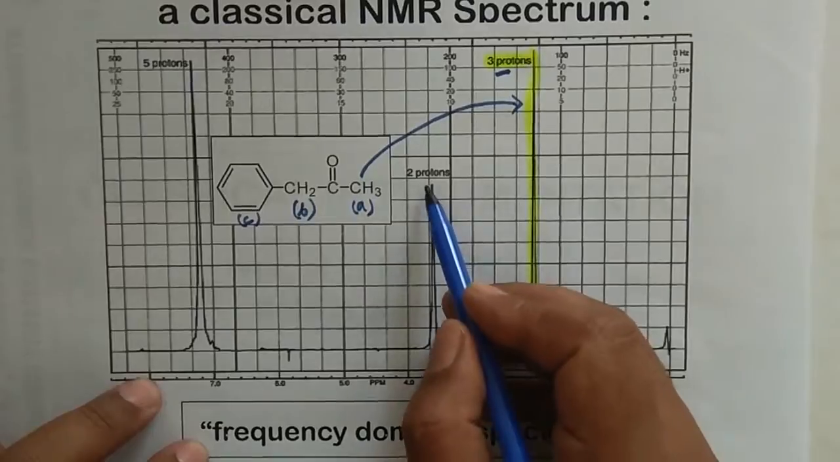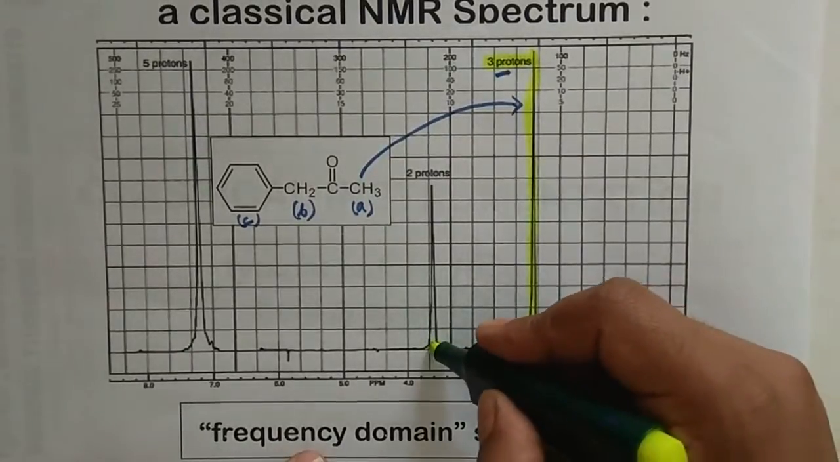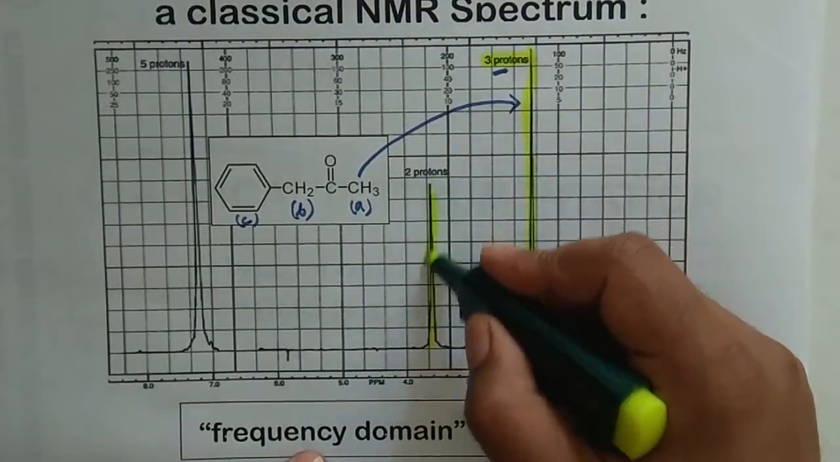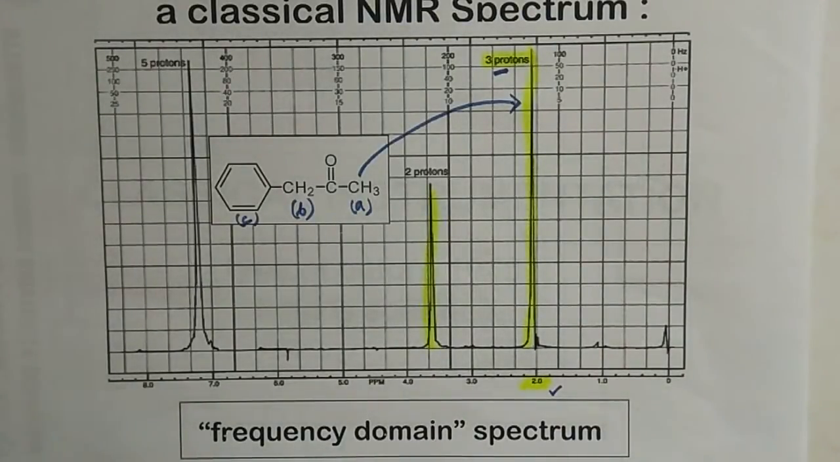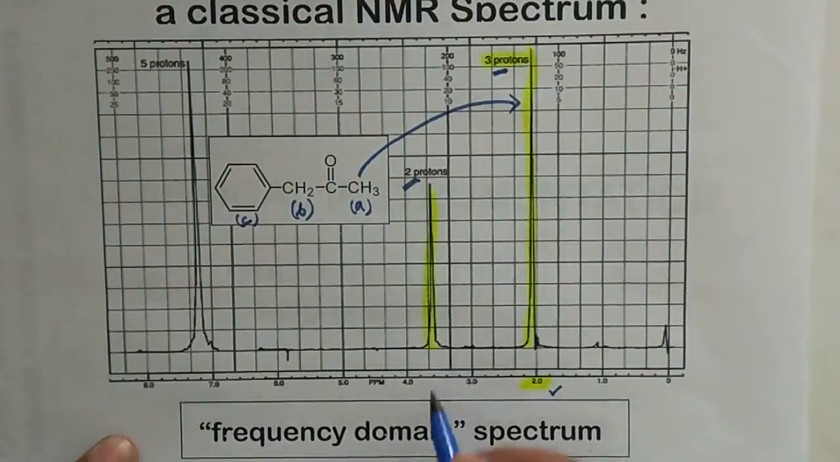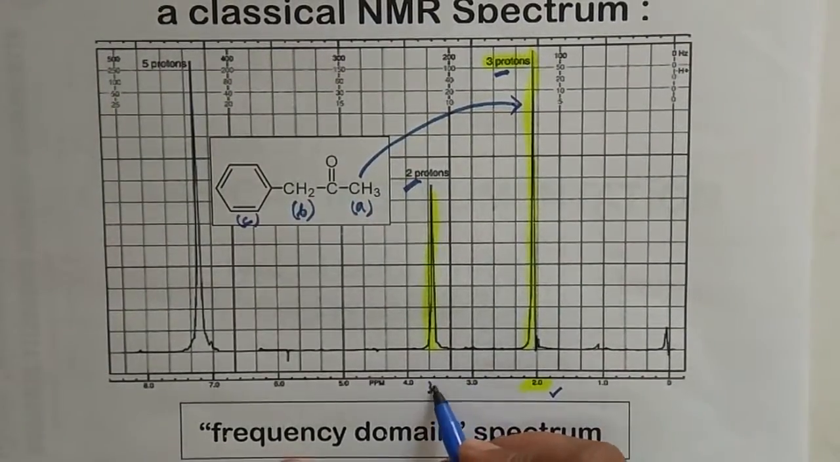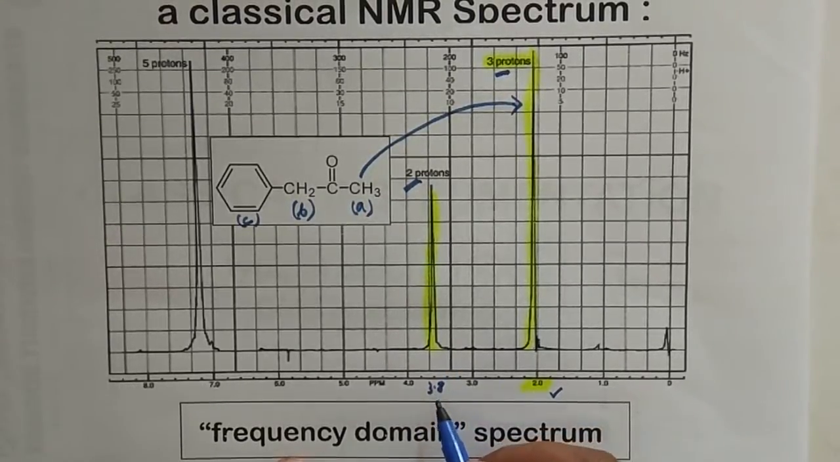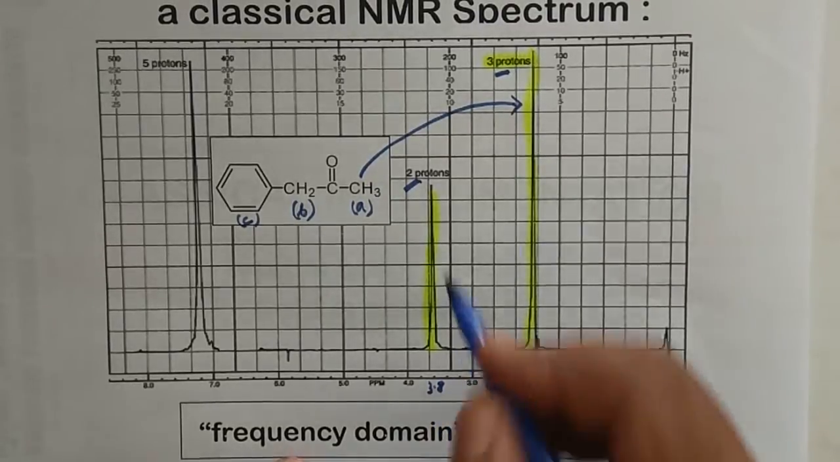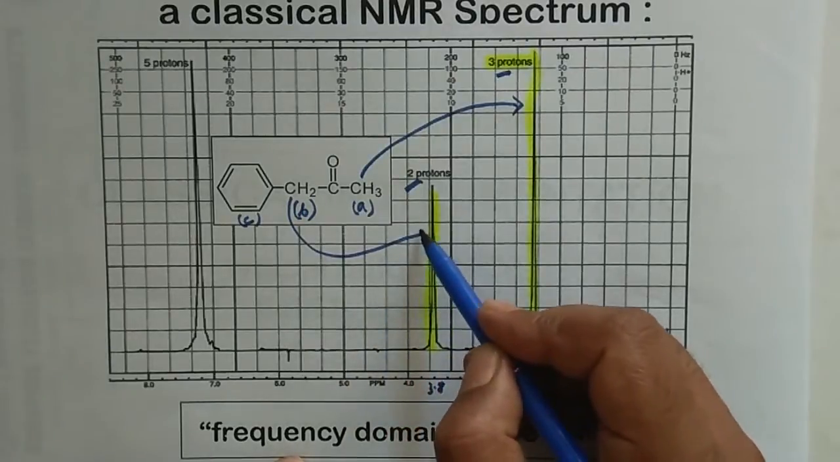Now coming to the second peak, if you calculate the area under this particular peak, it will come to 2, and the chemical shift is somewhere around 3.8. You can see here, between 3.0 and 4.0, you can have 3.8. So the chemical shift is 3.8, and the number of protons is 2. So of course this particular peak is due to this one.